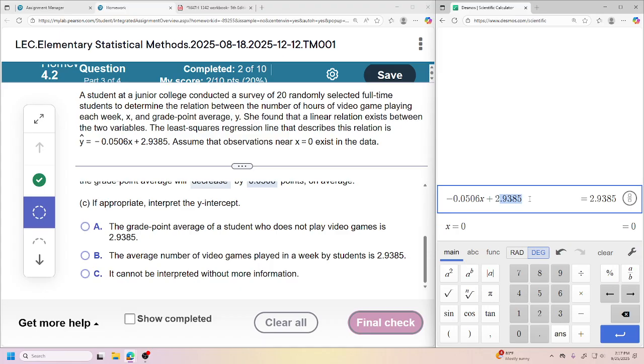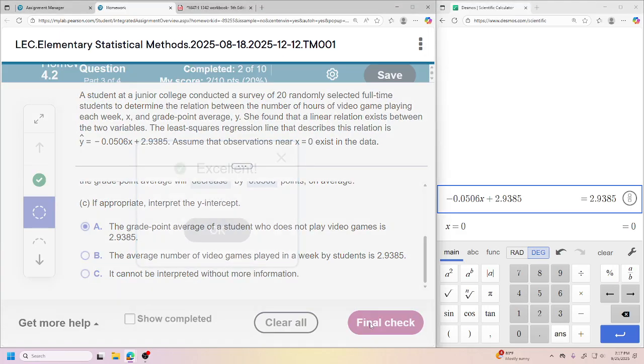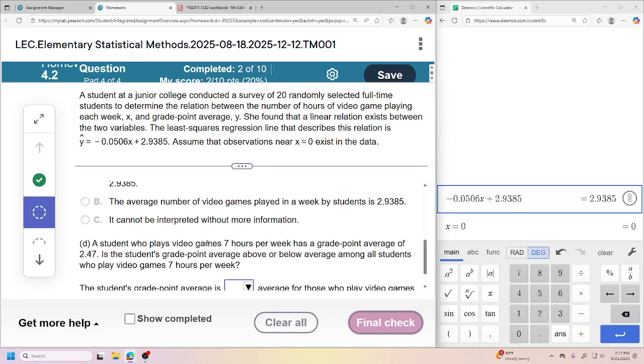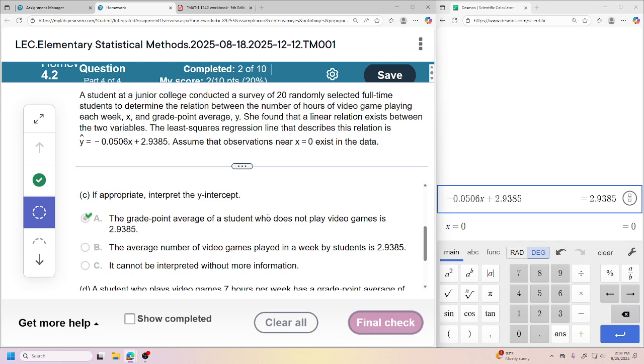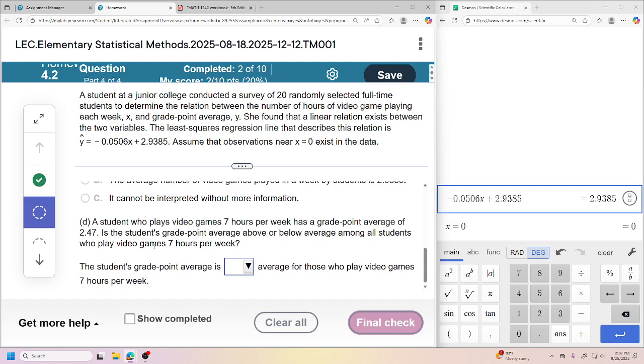Oh, it's right there, right? And so it's going to be one of these guys. Is it going to be an A or a B? Which one? You take a guess. A or B? Which one makes the most sense here? Let's try it. And, oh, good. Awesome. So the grade point average of a person who does not play video games is this much. There it is. It's just a simple statement.